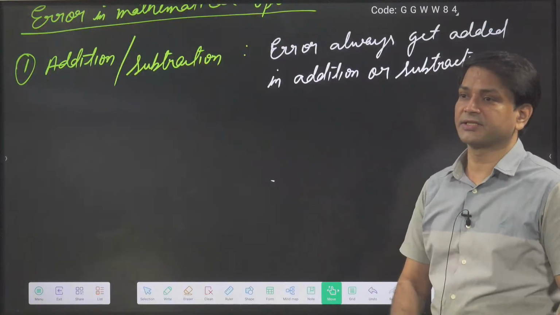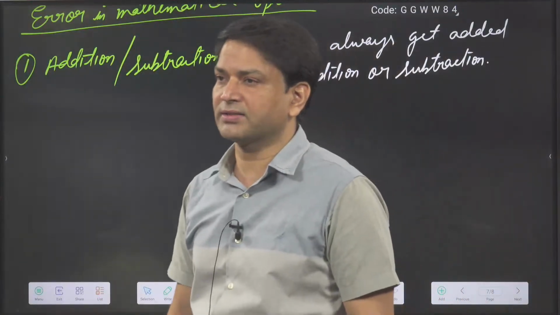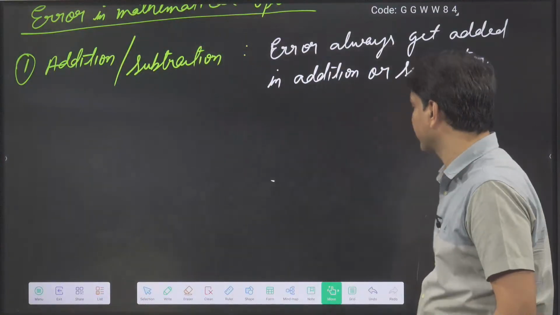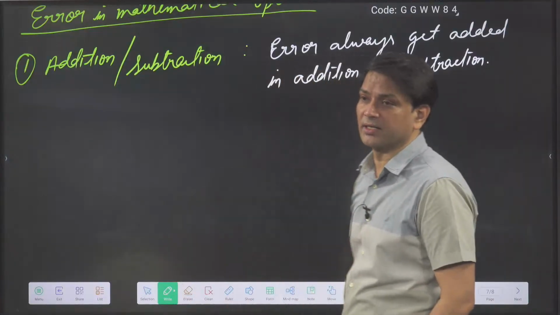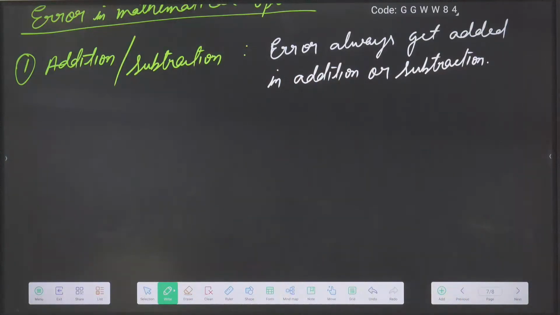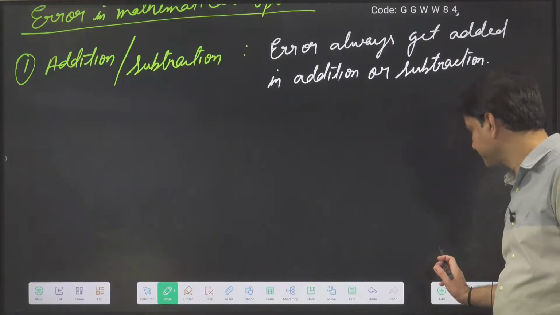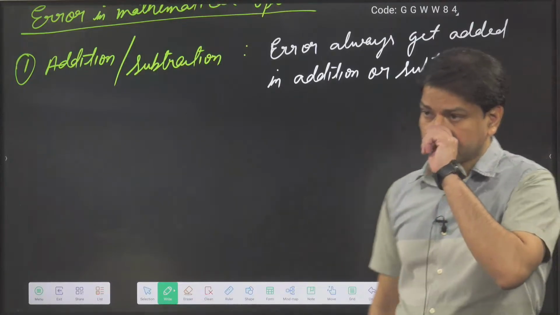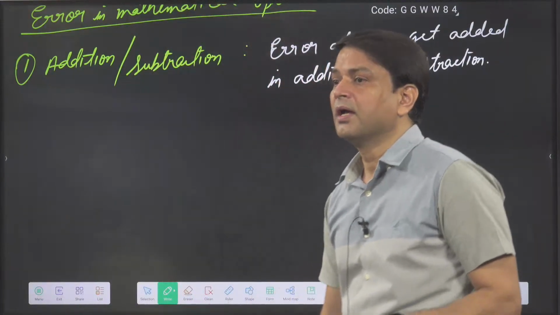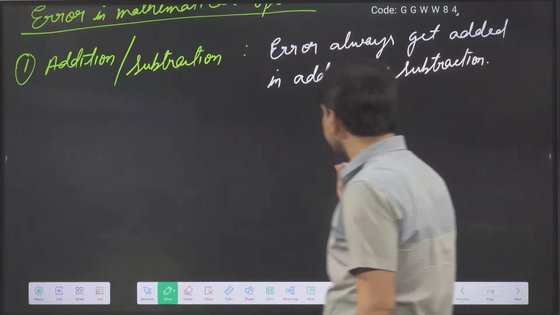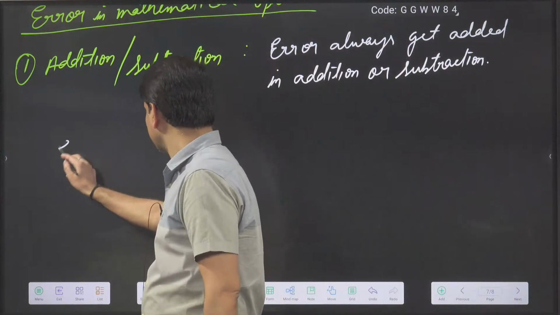Okay, so in addition or subtraction, error we are always adding, because we are always calculating maximum possible error. Now, we can do an example.